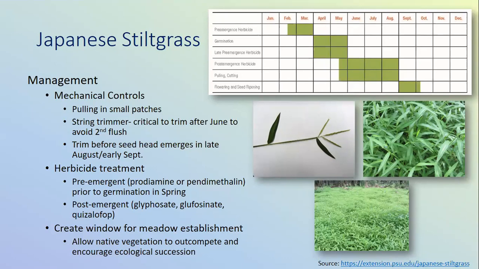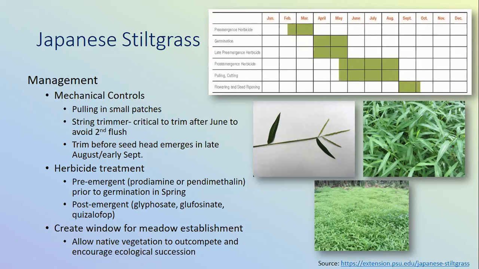You'll want to trim it before the seed head emerges in late August to early September, right about now. You can see that the seeds are extremely tiny, but if you can trim it before the seed emerges, then you can hopefully start reducing the populations in the future. There are also herbicide treatments that you can do.